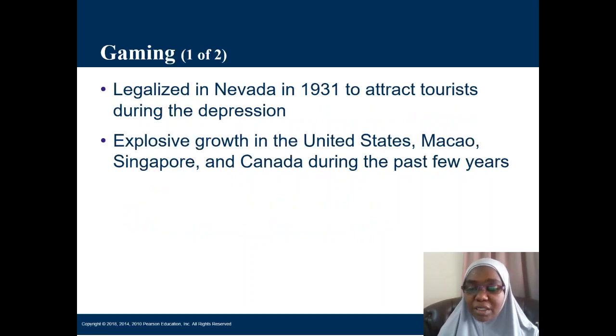Gaming, we all know what gaming is. It was legalized in Nevada in 1931 to attract tourists during the Depression. During the Depression of 1931, some people went into gaming, and it became something that so many people got involved with, and it was eventually legalized. There has been explosive growth in the United States, Macau, Singapore, and Canada during the past few years. It has actually experienced explosive growth, especially in this new internet age. Across these countries, and of course other countries globally, gaming has witnessed explosive growth across citizens.